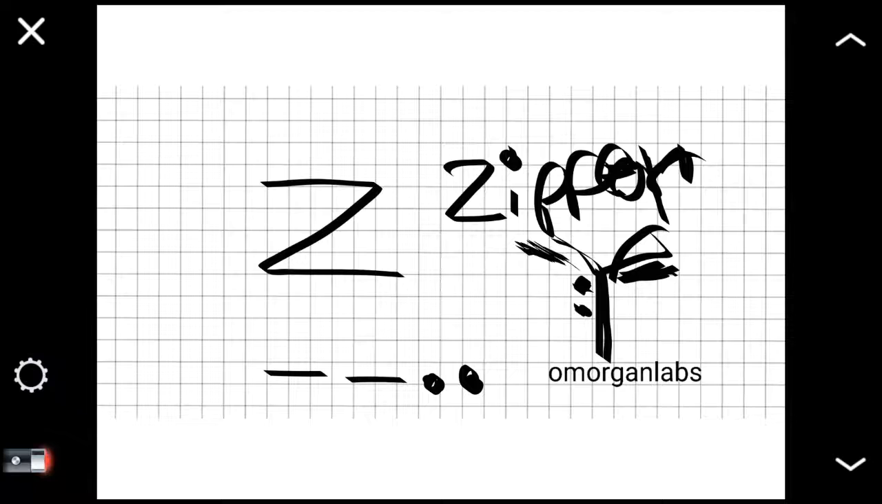And zipper, Z for zipper. Dash, dash, dot, dot. Think of a zipper and think of the zipper part of it. And think of the open part as dashes, dash, dash, and then the little, what do you call them? The little notches in the zipper are the dots, dot, dot, dash, dash, dot, dot.